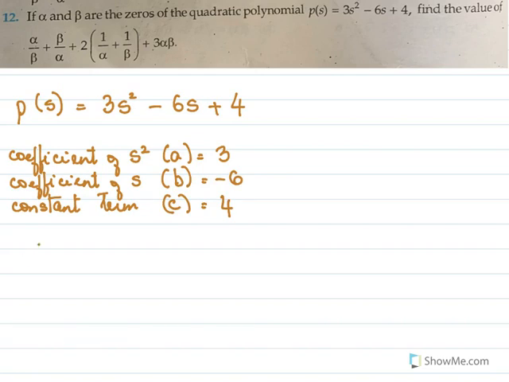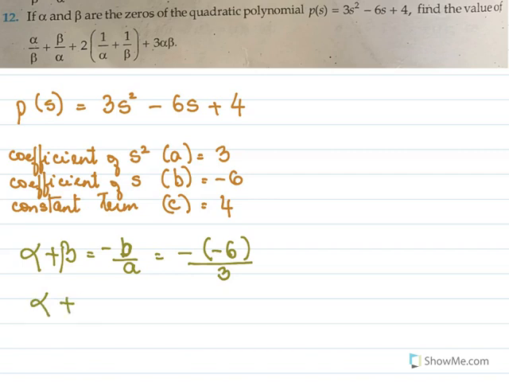In the next step, we know alpha plus beta is minus b by a, and in this case our b is minus 6, so minus of minus 6 by a, that is 3. So alpha plus beta is plus 2. In the next we have alpha into beta. Alpha into beta is c by a, and that would be 4 by 3.